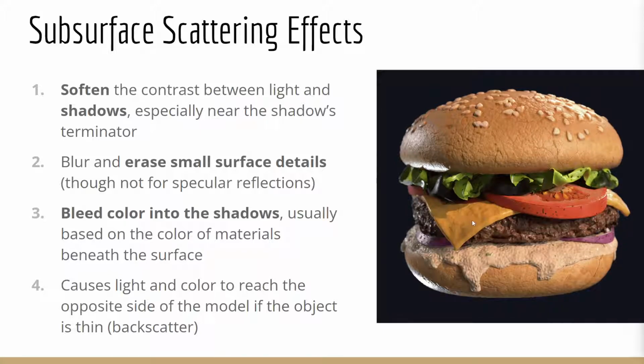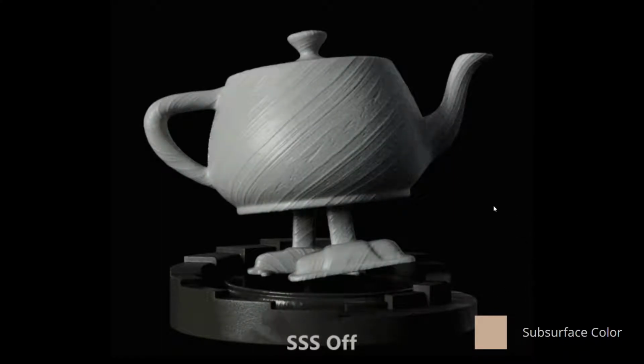You'll also notice that on cheese, right? It's getting a red-orange color, which gives it a fleshy look. Works well for the tomato because that's a red-orange material anyway, but looks kind of weird up here. And then the last effect we're going to notice is it causes light and color to reach the opposite side of the model if the object is thin. So we'll see some examples of that, but if an object is particularly thin, light will travel all the way through to the other side.